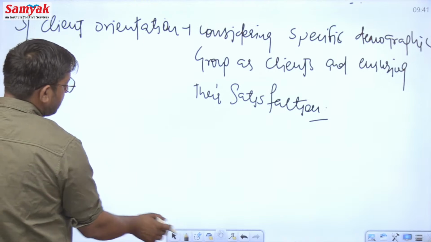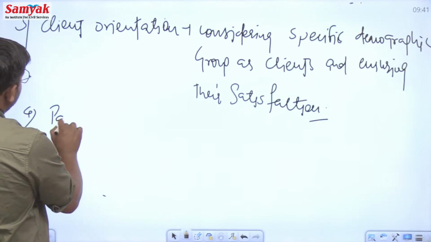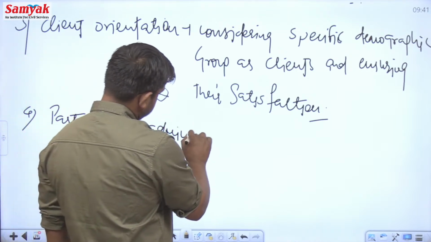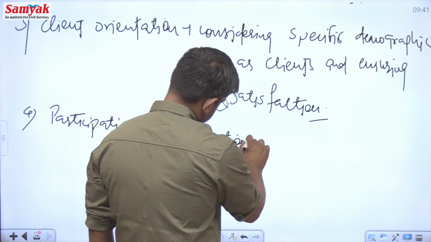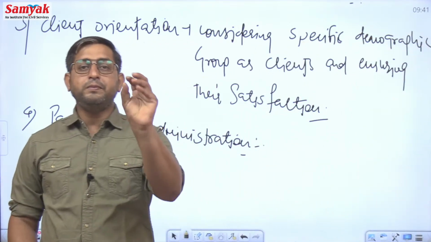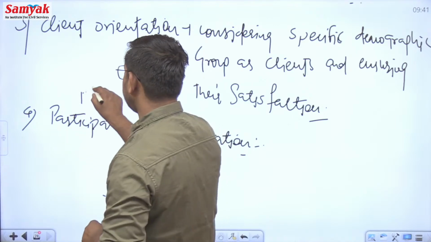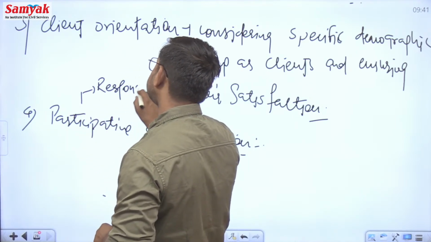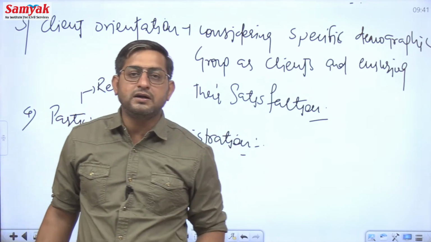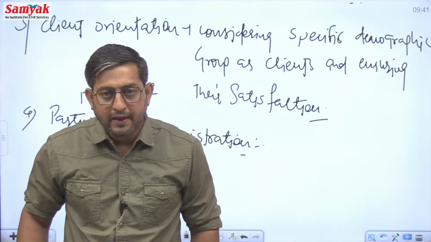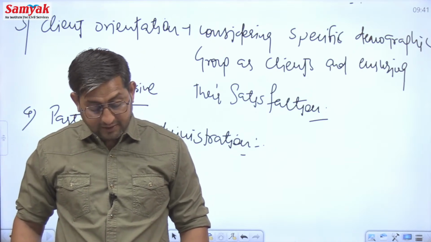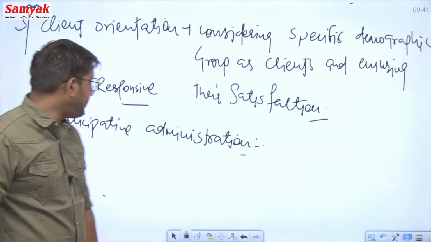Similarly, another feature of the DA is participative administration. Participative administration means, we can call it, or if you want to use another word, then you can call it responsive administration. Basically, responsive means you can't be rigid. You will have to listen to the demands of the people, and as per demands or as per ideas given by the people, you will have to work. That is responsiveness. Similarly, we need innovation.